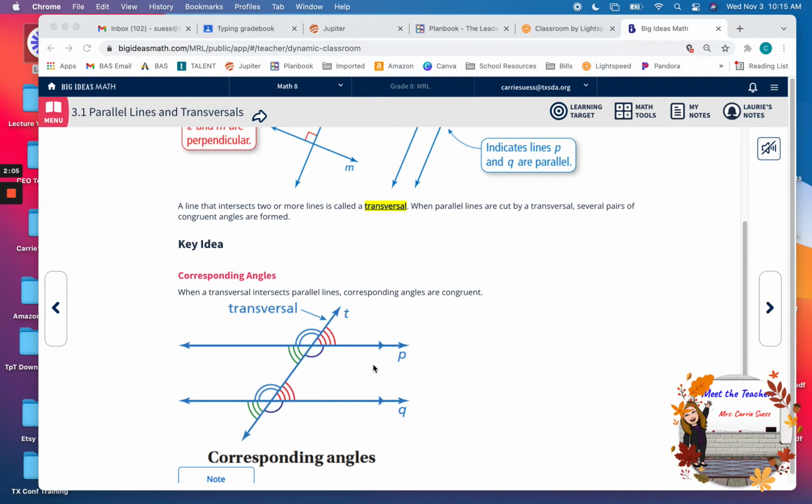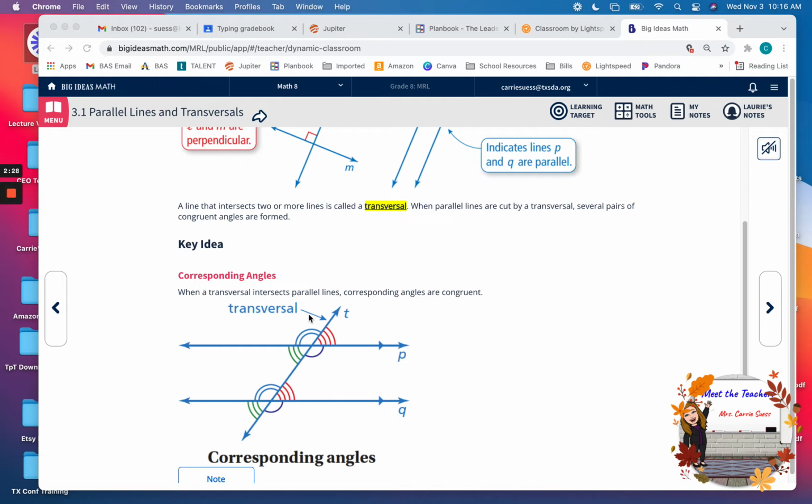So when you see the two parallel lines, the line going across them is considered the transversal. Okay, now let's talk about these angles. The interior angles are the ones that are inside this train track. You see these four right here? Those are all the interior angles. The exterior angles are going to be ones on the outside of the train track. Does that make sense so far?